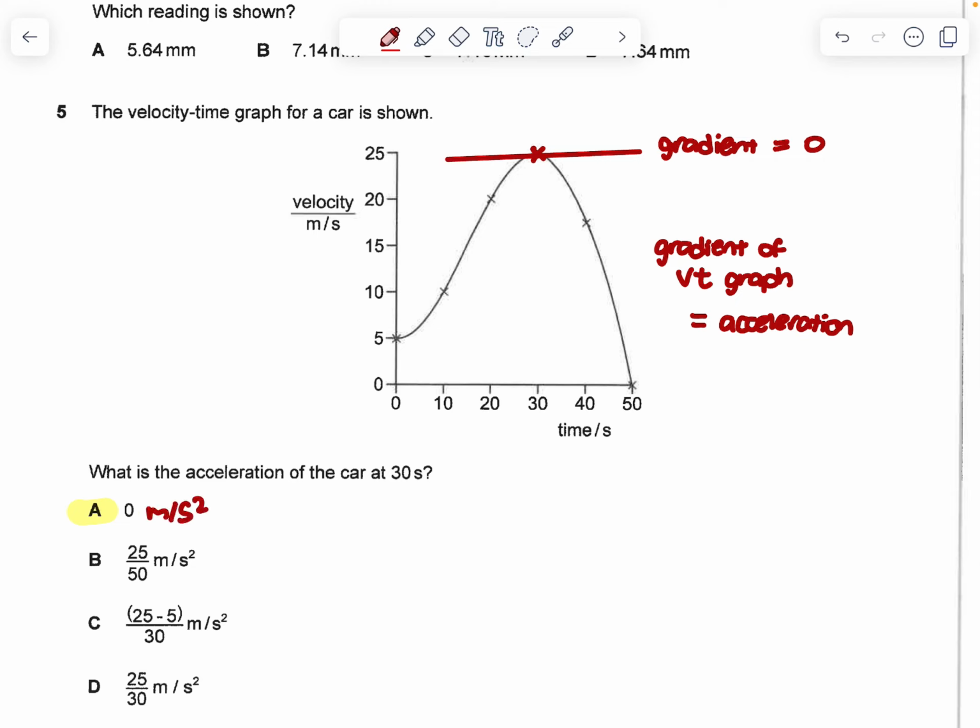What other thing can we get from the v-t graph? The area under the v-t graph gives you displacement.